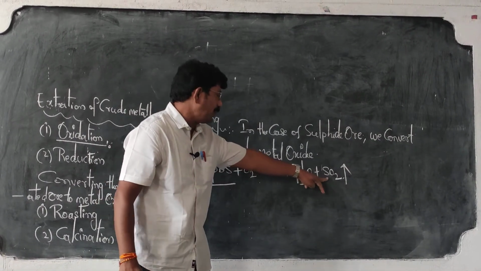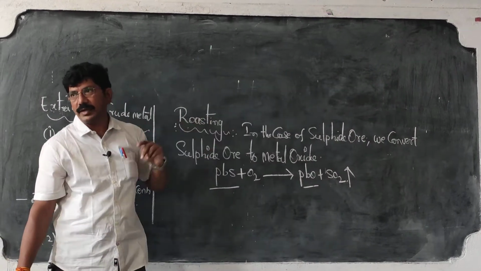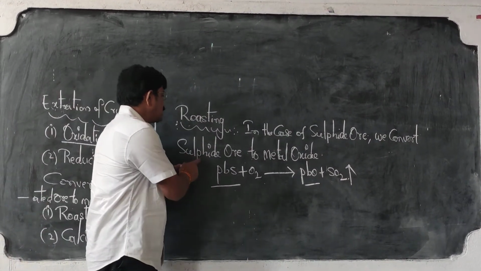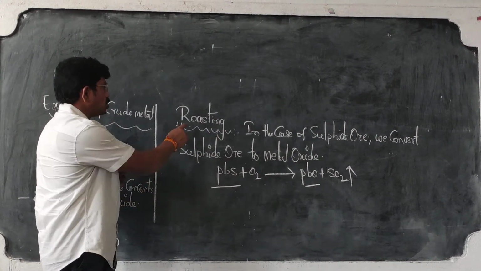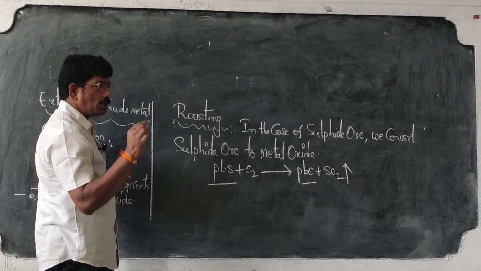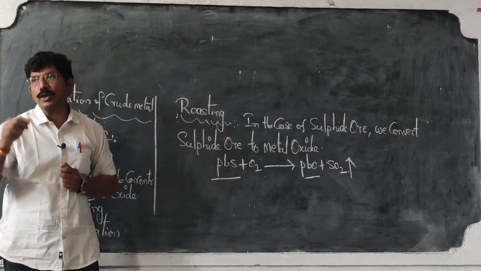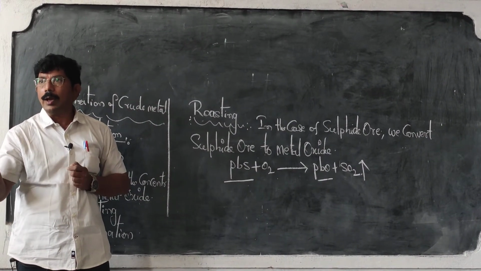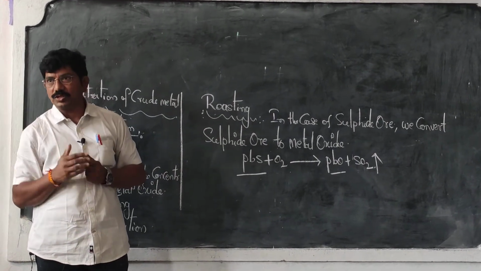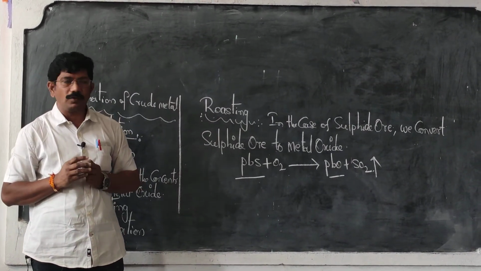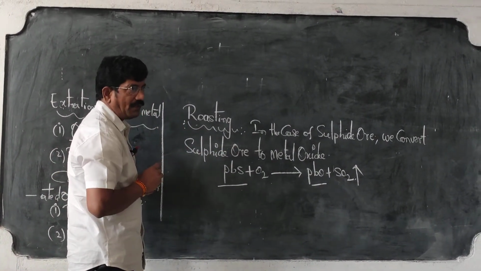If any sulfur is present, impurity, okay, that is removed as sulfur dioxide. Are you clear? Okay, so this sulfide ore is converted to metal oxide. So this process is known as roasting. Roasting is a pyrochemical process. At the same time, calcination is also a pyrochemical process. What do you mean by pyrochemical? Which are involved with high temperatures. So roasting is done in the case of sulfide ores.